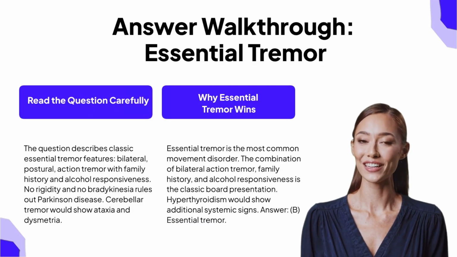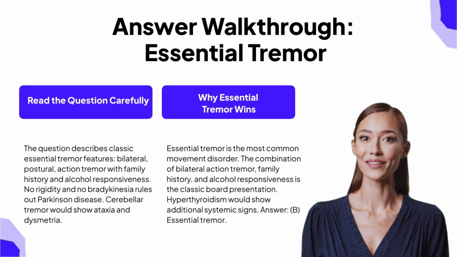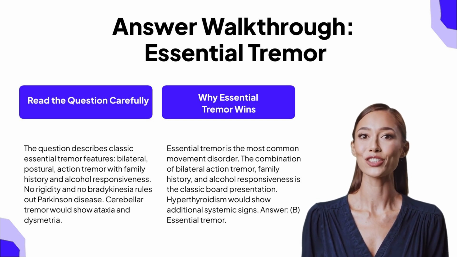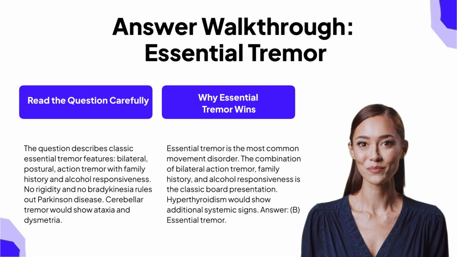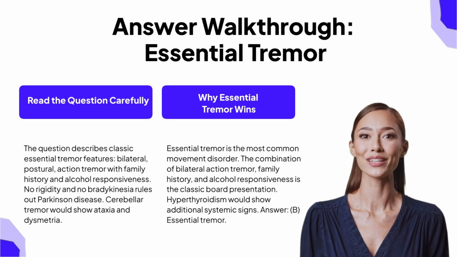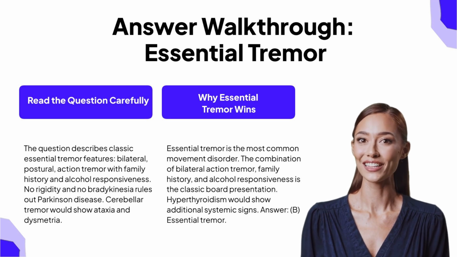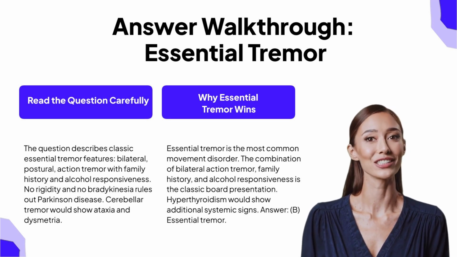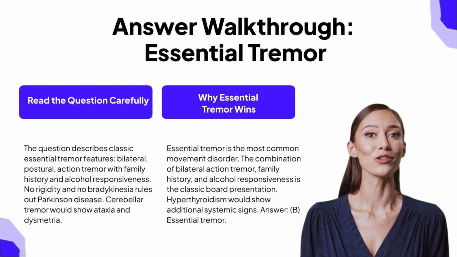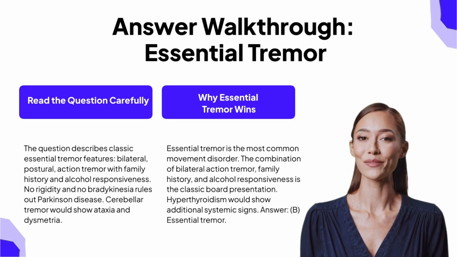Let us break this one down. Read the question carefully. The question describes classic essential tremor features: bilateral, postural, action tremor with a family history and alcohol responsiveness. There is no rigidity and no bradykinesia, which rules out Parkinson disease. A cerebellar tremor would show ataxia and dysmetria, which are not mentioned here.